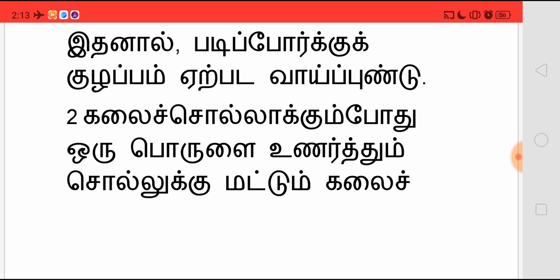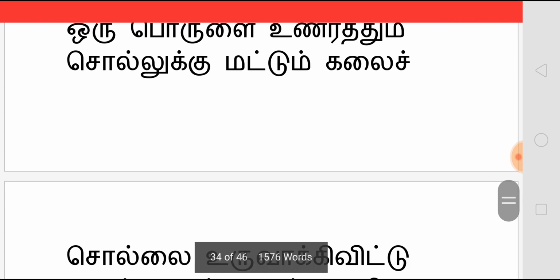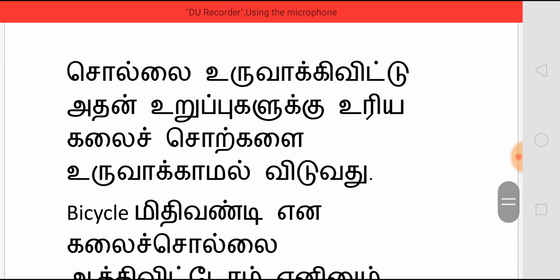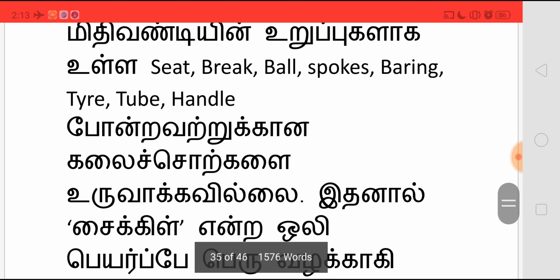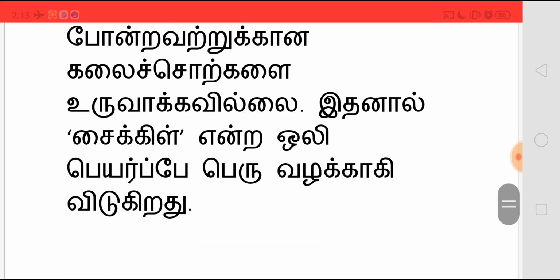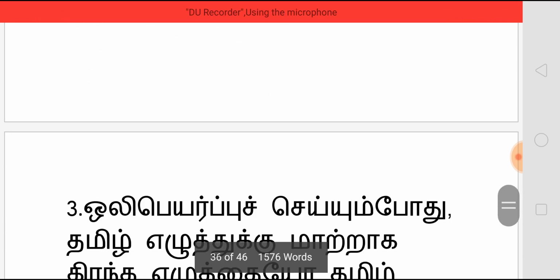And when we are creating a kalaisol, if it is going to indicate a particular product, and we do not have words to indicate its urupagal, that is the parts based on that, then also it is very difficult. Like we have a word called midi vandi for bicycle, but in a bicycle we have many parts like seat, brake, ball, spokes, bearing, tire, tube, handle, but we do not have equivalent words for these, and therefore we use the word cycle itself for this also.